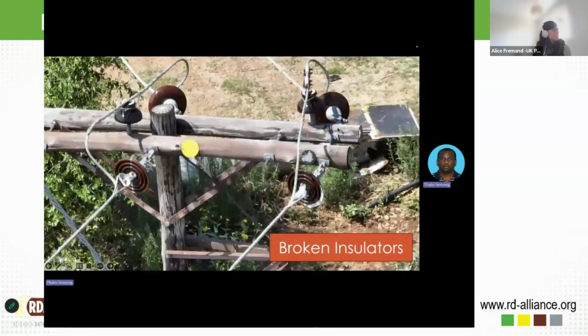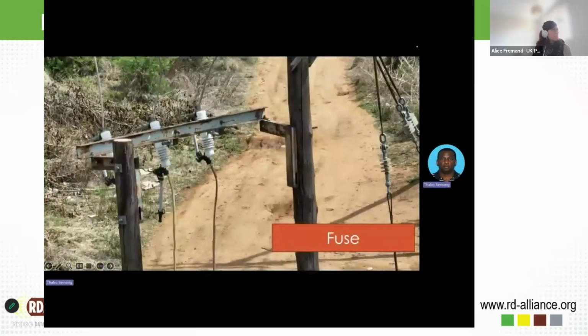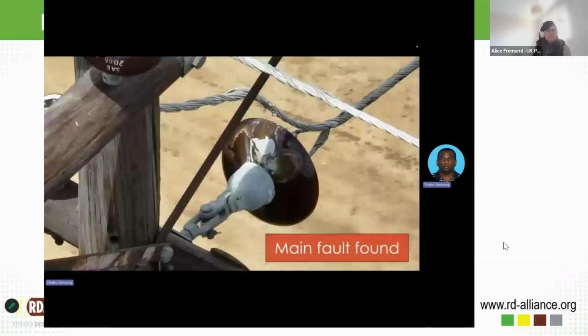Another example of an insulator that is broken. And here is another fuse that is broken there. And it's just some of the examples that we managed to pick, but there are so many of them that we could present or that we could share in terms of what we find out.